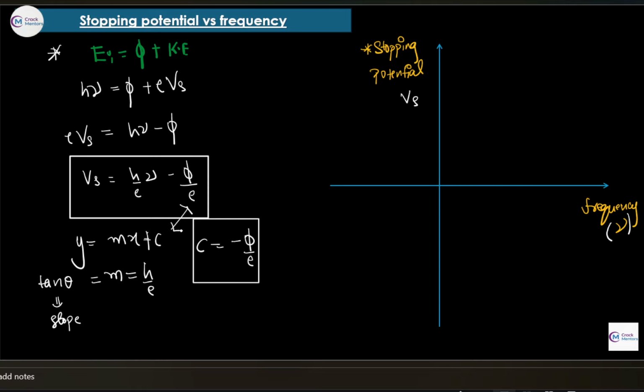Now we have calculated the things which are required. We have calculated the slope and the intercept value. Then we are able to plot the curve as well. So right now I'm plotting a curve. Just give me some time.